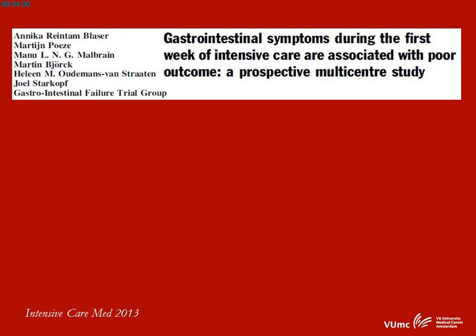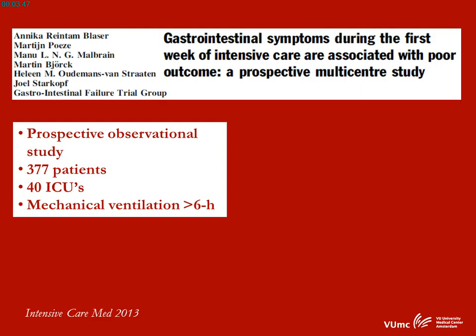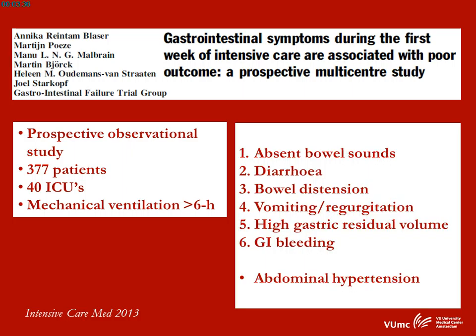This is a study, and it was designed to investigate whether we could add an intestinal severity score to the SOFA score, and it was a prospective observational study in patients who were intended to be on a ventilator for more than 6 hours, and we looked at a series of intestinal symptoms, including abdominal hypertension. Abdominal hypertension was very rare in this population, so these were the symptoms we looked at.